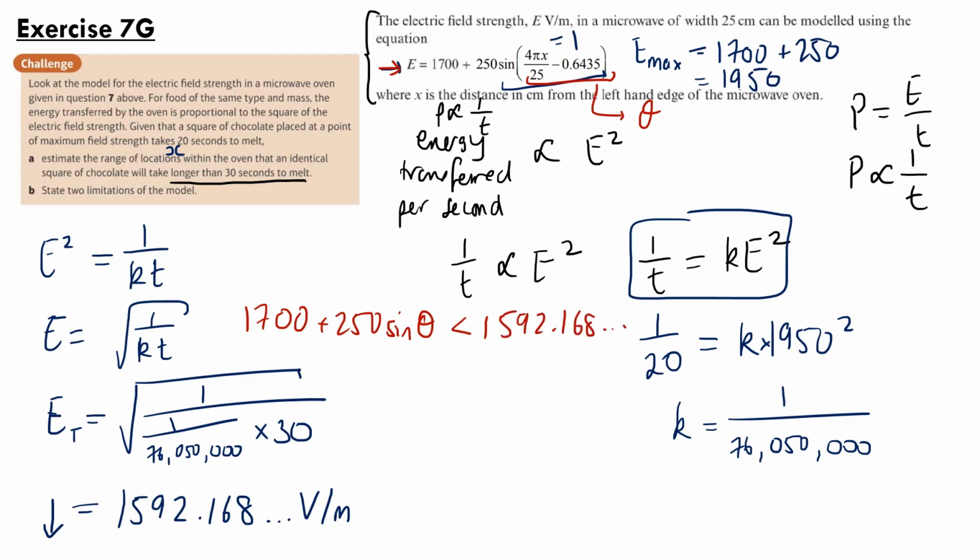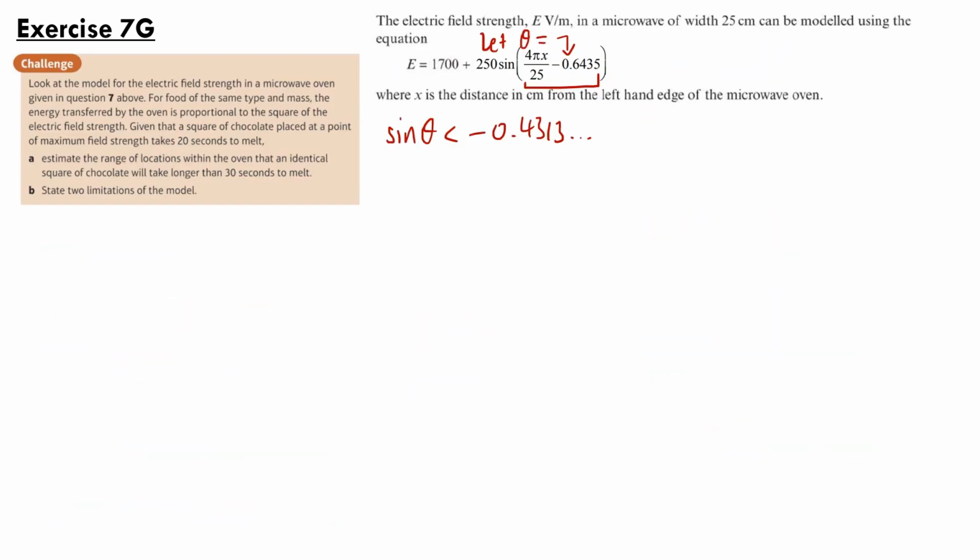1,592.168. Then we can rearrange a bit and find that the equation we need to solve is sine of theta is less than, taking away 1,700 from both sides and dividing both sides by 250, minus 0.4313. Okay, so we're now trying to solve the trigonometric inequality: sine of theta is less than minus 0.4313.